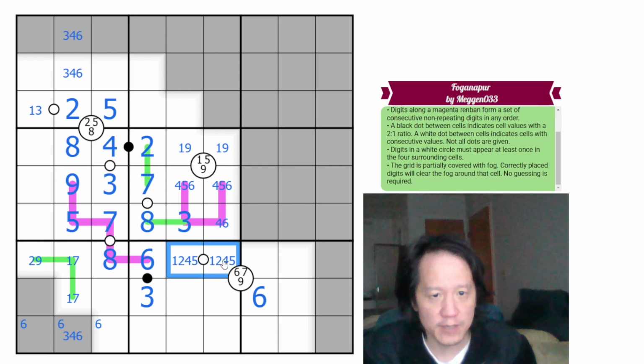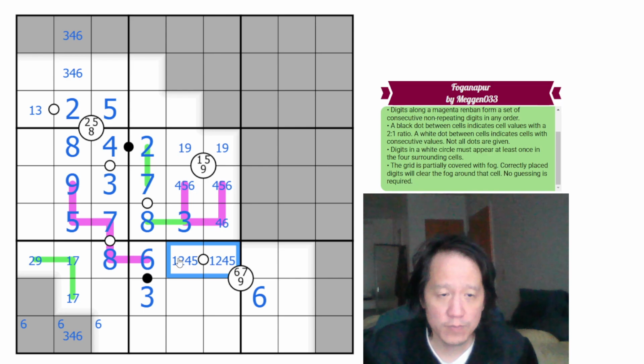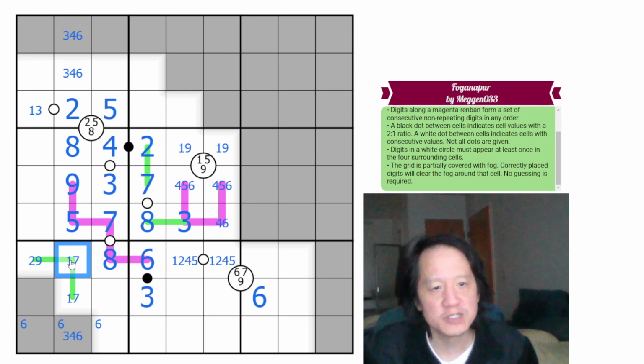Because 8 eliminates 7, 9, 8, 9, and 8, 7. 6 eliminates 6, 7, and 5, 6. So this is either 1, 2, or 4, 5 to be consecutive. Well, if this is 1, 2, the problem is this becomes 7 and 9, which is not 5 away from each other. Therefore, this cannot be 1, 2. This must be 4 and 5.